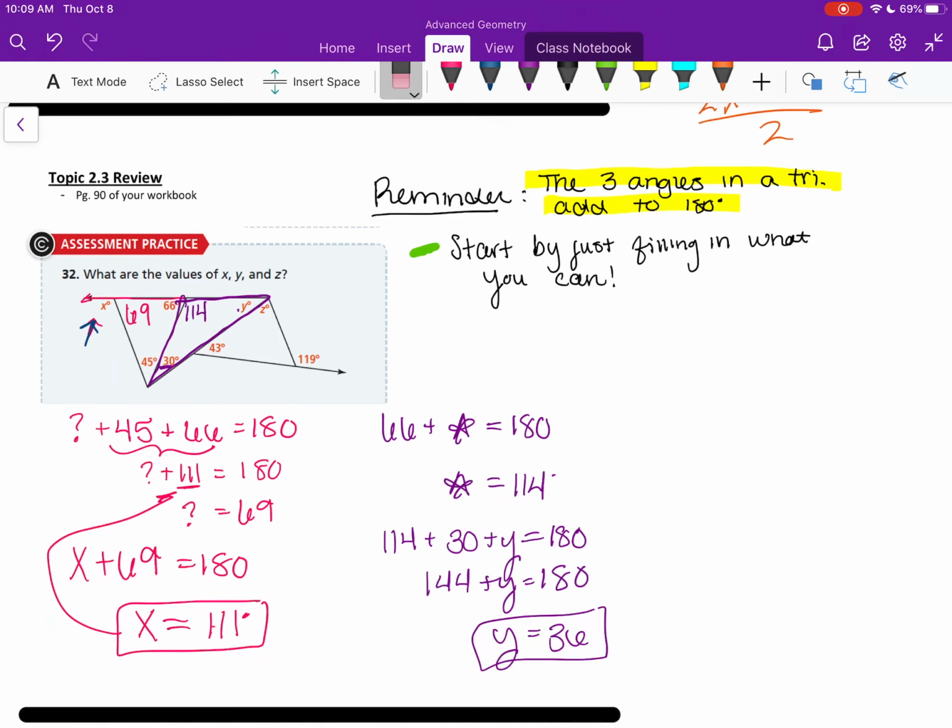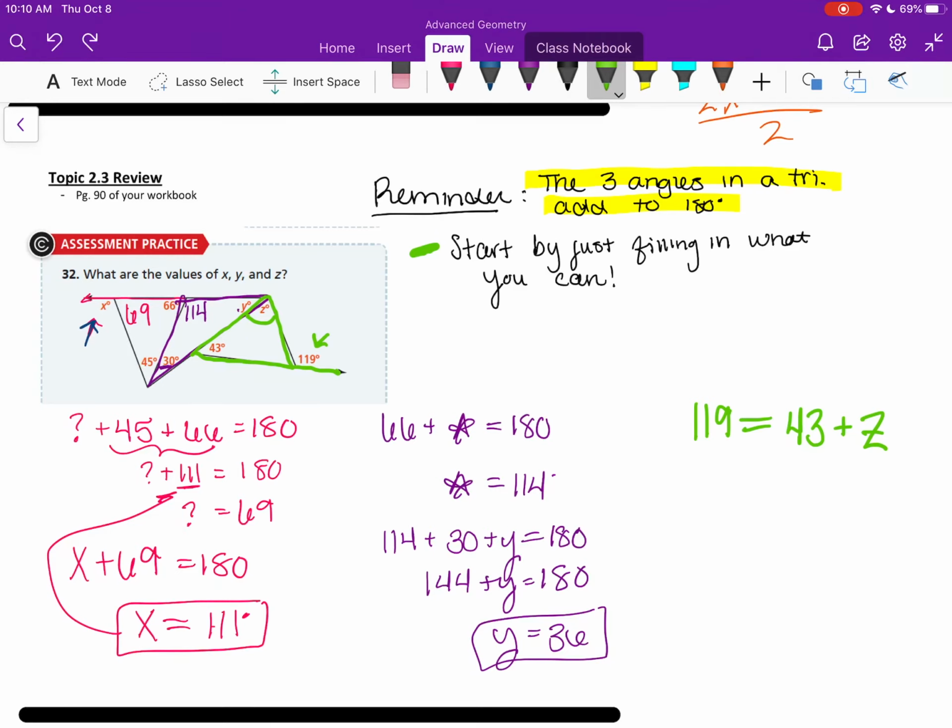And our very last thing we don't know is z. Z is a part of this triangle here. And we're given this exterior angle. And from one of the theorems we learned, the exterior angle is equal to the sum of the two opposite interior angles. So we can set that up because this z plus this 43, they're not congruent.